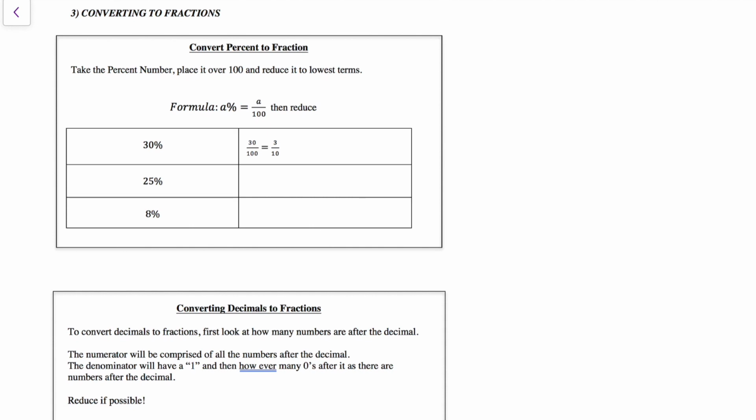So I get 30 out of 100, and I'm thinking, what's a common factor between 30 and 100? It'd be 10. So I can divide both the top and the bottom by 10 to give me 3 out of 10. Okay, so I want you to try the other two. Put them as a fraction over 100 and then reduce. When you're ready, you can start the video back up.